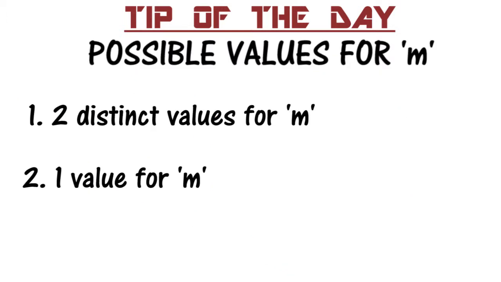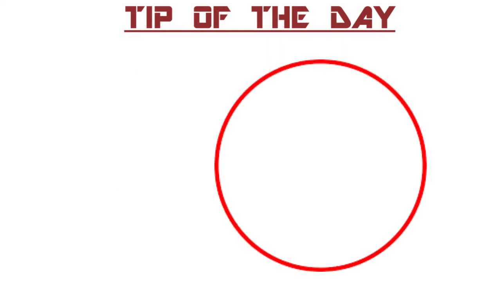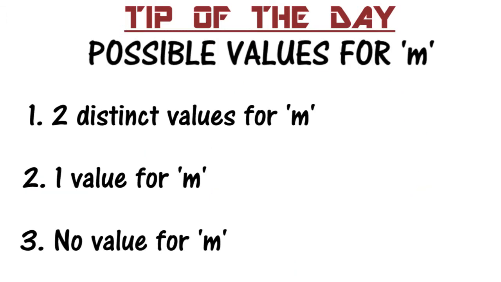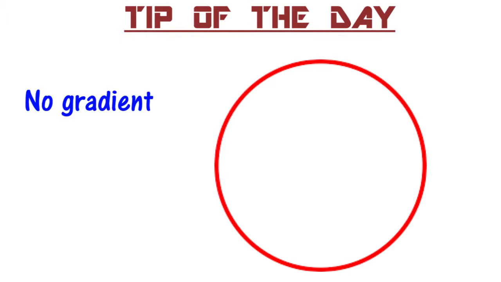Number 2: one value for m. This means that there is only one gradient, just like our example. This also means that the point lies on the circumference of the circle. Number 3: no value for m. This means that there is no gradient, which means no tangent. This also means that the point lies inside the circle.